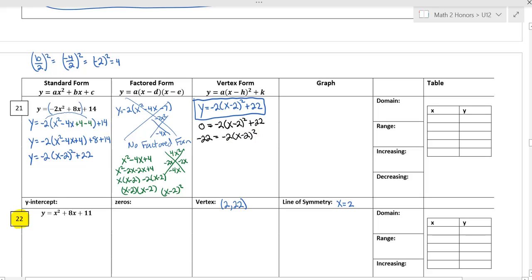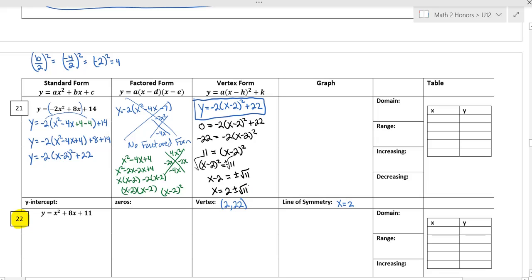And then divide both sides by negative 2 so that I can get that x minus 2 squared alone. Then I'm going to take the square root of both sides. But let me flip both sides around. I'm going to put the x minus 2 on the left hand side and the 11 on the right hand side. And then take the square root of both sides. But don't forget the plus or minus with the square root of 11. And you end up with x minus 2 is positive or negative square root of 11. So x is going to be 2 plus or minus square root of 11.